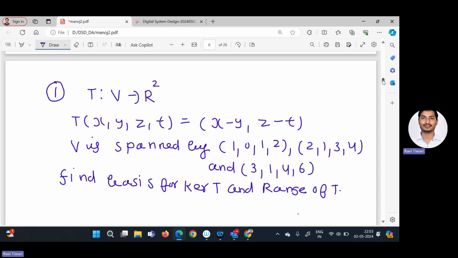The first question is given as: T is a linear transformation from V to R square, and T of (x, y, z, t) is given as (x minus y, z minus t). But this question is a somewhat tricky question, where V is spanned by (1, 0, 1, 2), (2, 1, 3, 4), and (3, 1, 4, 6). So how will you handle and proceed in such a type of problem?